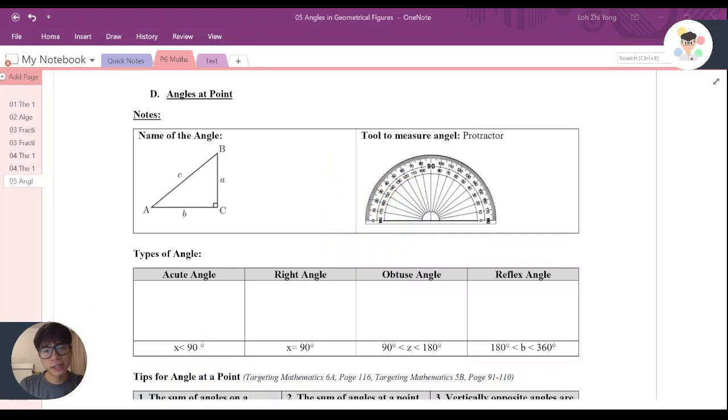Welcome back to digital class, and this is a discussion for book number 5, angles in geometrical figures, and we are looking at angles at a point. Now, let's first understand how we should name an angle.